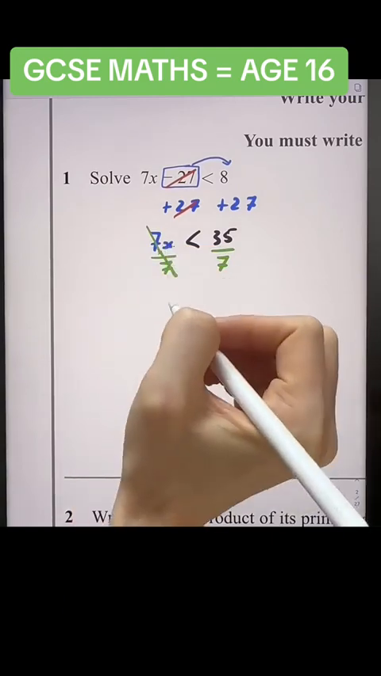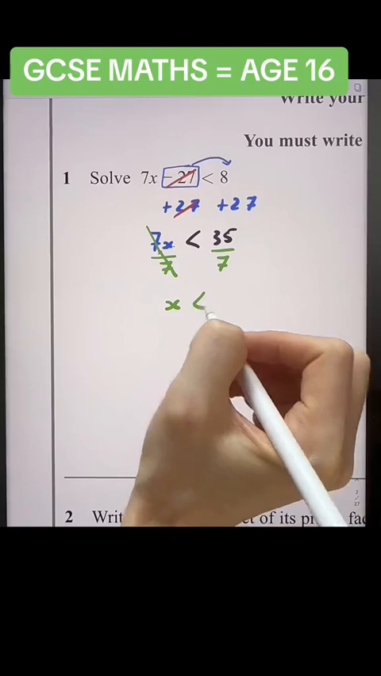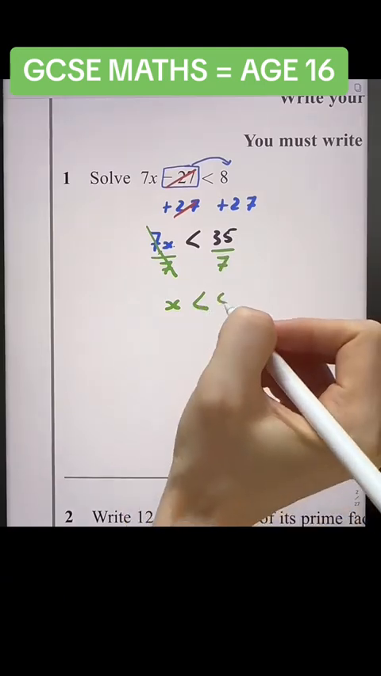7 over 7 will cancel to leave us with a single x. Keep the inequality sign, so less than. 35 divided by 7 gives us 5.